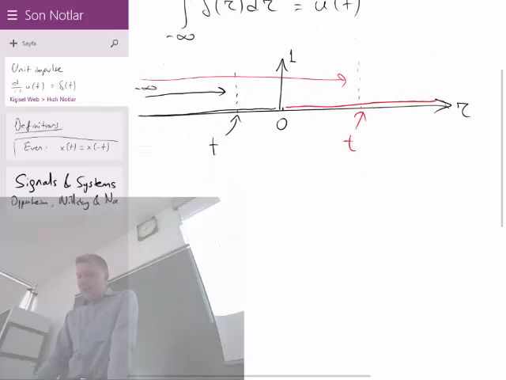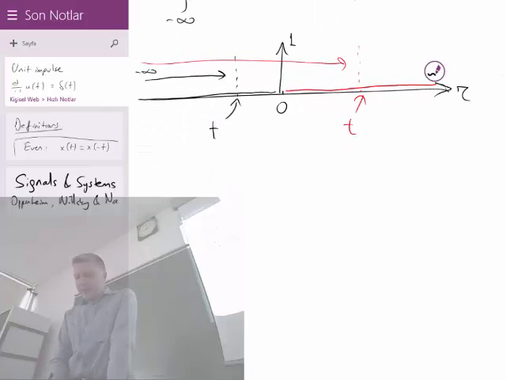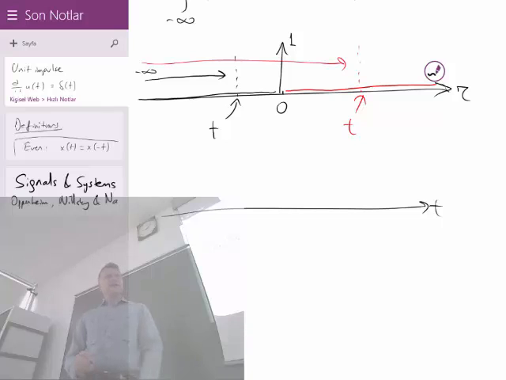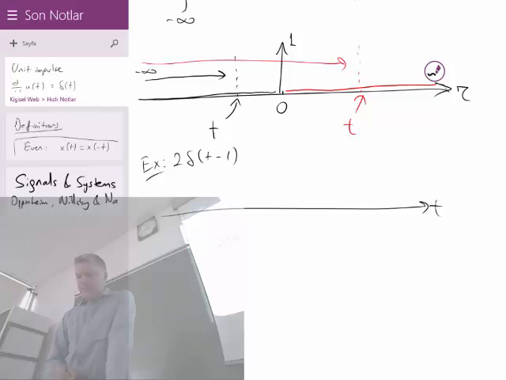Let me ask you a quick question. Can you plot, this time on the t-axis, delta t minus 1? Let me ask it like this. An example is 2 delta t minus 1. Where will you plot it?